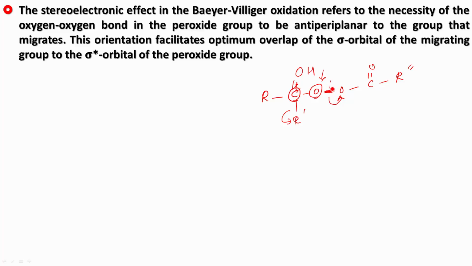The group R prime or R will migrate to this O if it is anti to this bond. Rather, since the rotation is free here, even R prime can come to the anti position and even the R can come. What I'm basically trying to suggest here is, the stereoelectronic effect dictates the conformation in which the migration happens, when the migrating group happens to be anti to this OO bond. For example, look at this.